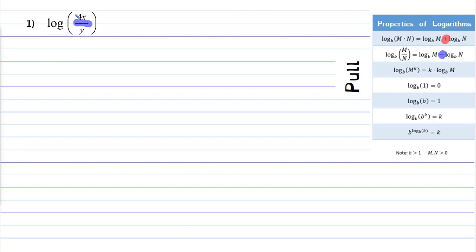But for me, first step I need to do is separate the two big pieces. So I have this multiplication and the division. That's my two big groups. So I have log base 10 of 4x, and we said that that division was a subtraction sign, log base 10 of y. Now, I have another thing I need to separate. I need to separate out the multiplication. And so that becomes log base 10 of 4 plus log base 10 of x minus log base 10 of y.